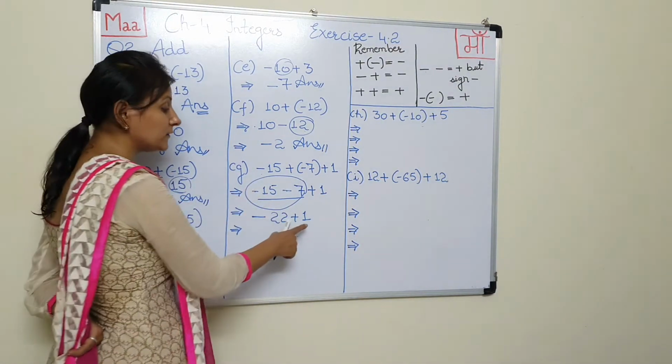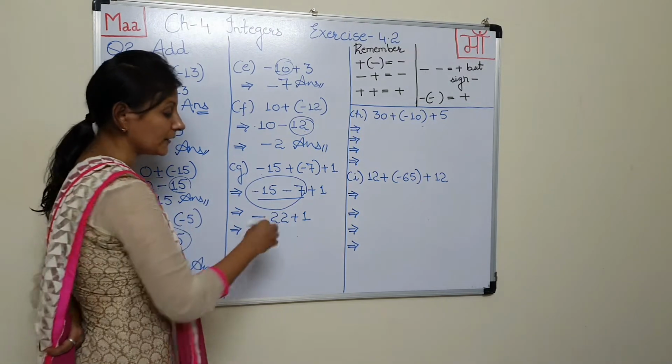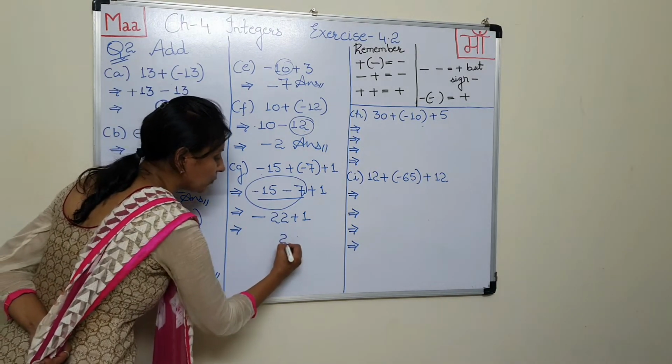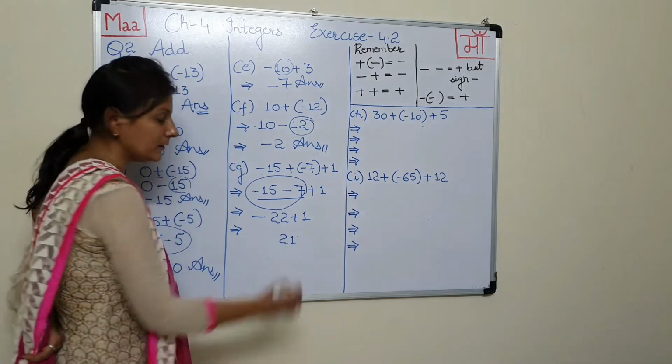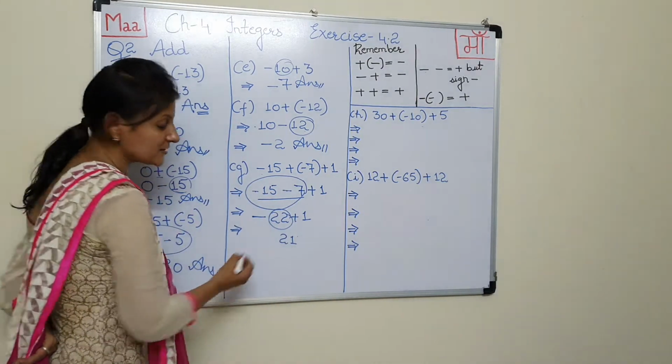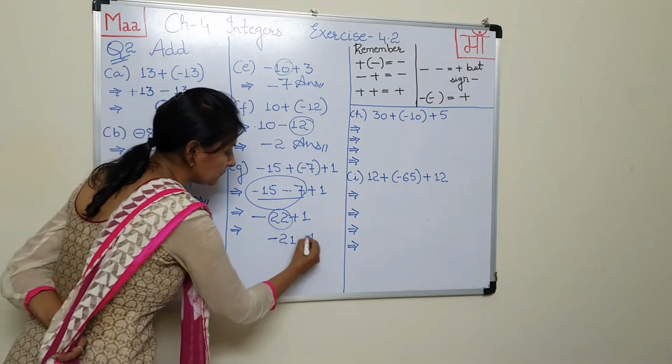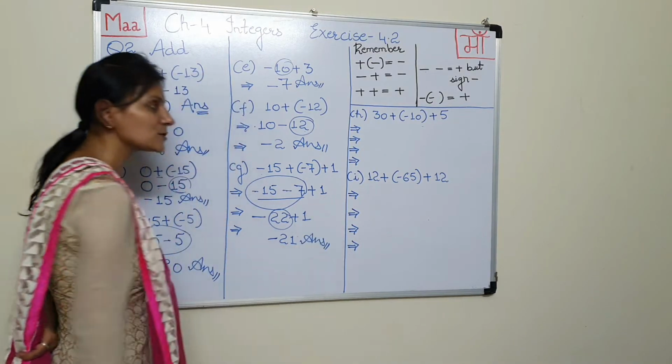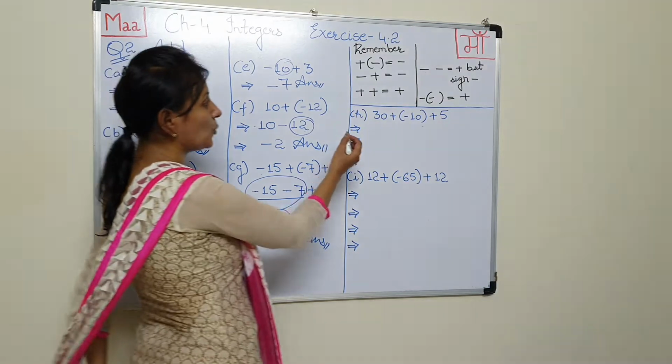अब आपको इस 1 को 22 में से subtract करना है. So 22 minus 1 will give you what? It will give you 21. So the greater number is 22 and before 22 minus sign is there. So in answer also we will put minus sign. So minus 21. Let's move on to the next part.